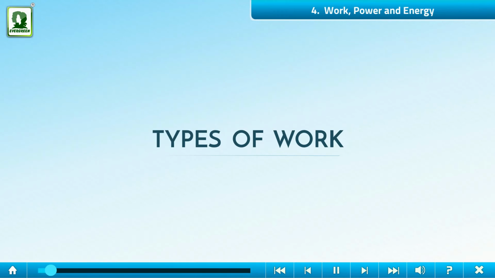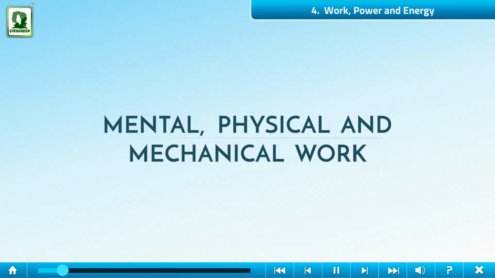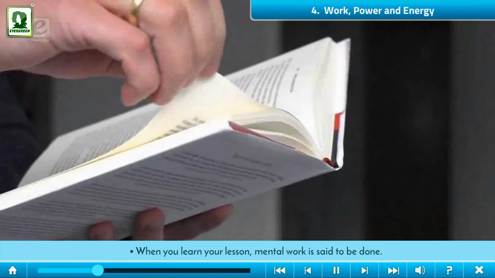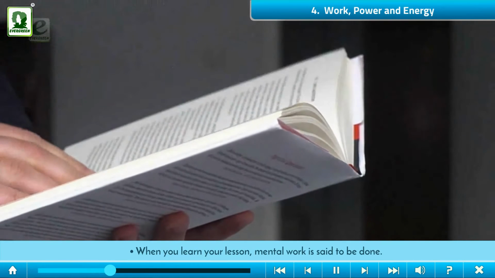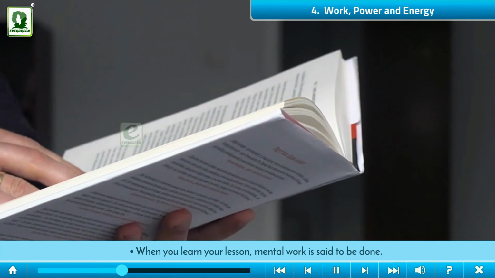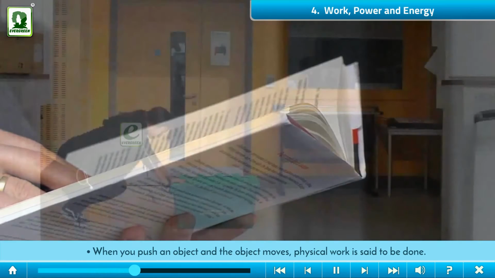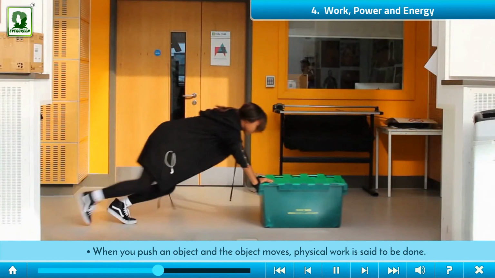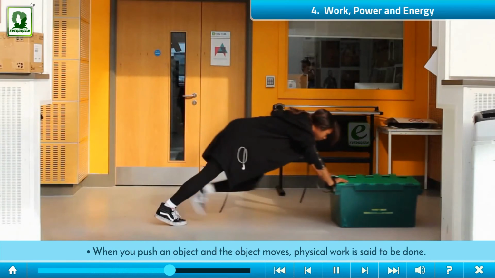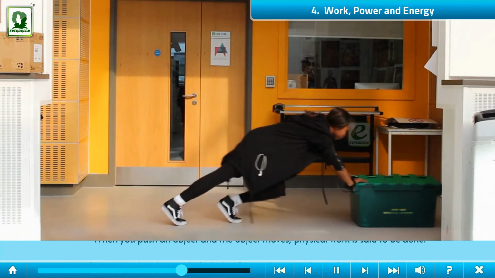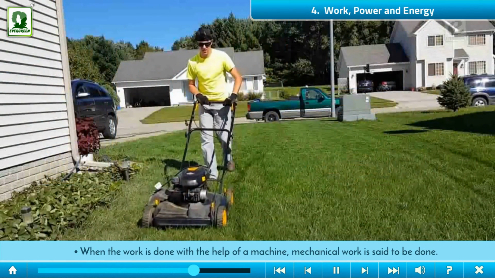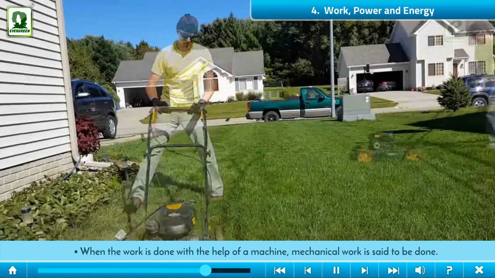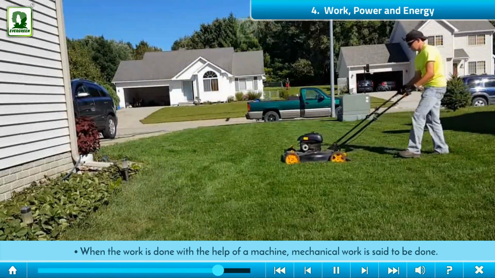Types of work. Mental, physical and mechanical work. When you learn your lesson, mental work is said to be done. When you push an object and the object moves, physical work is said to be done. When the work is done with the help of a machine, mechanical work is said to be done.